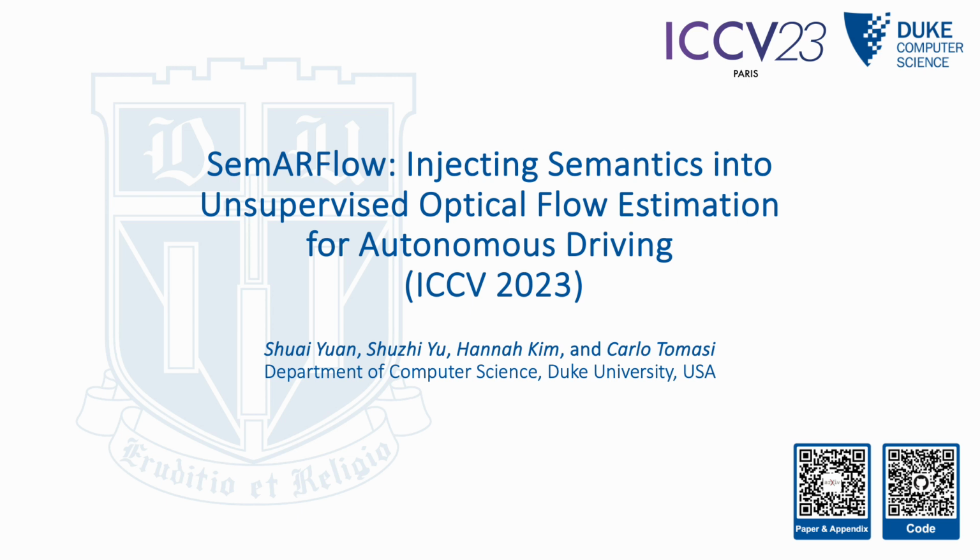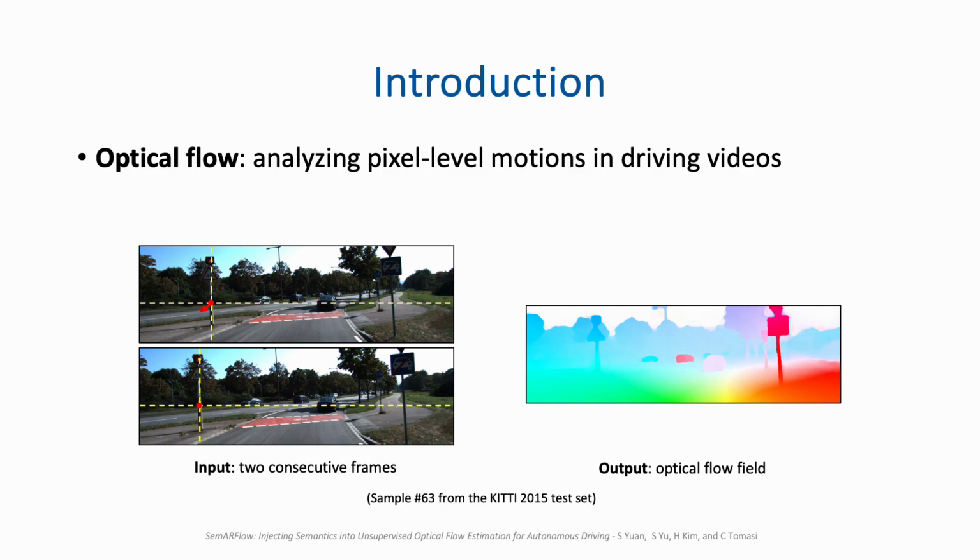Our new system called SemARFlow injects semantics into unsupervised optical flow estimation for applications to autonomous driving. Optical flow is pixel-level motion. It is defined as the 2D displacement vector pointing from one pixel to its corresponding position in the next frame. We estimate optical flow for every pixel in each frame of autonomous driving videos.